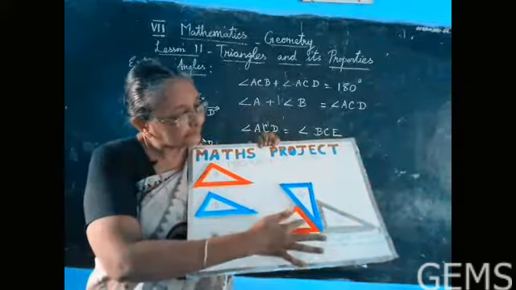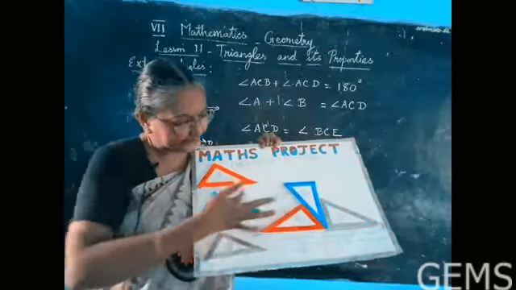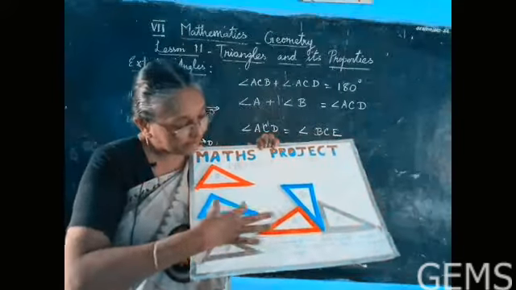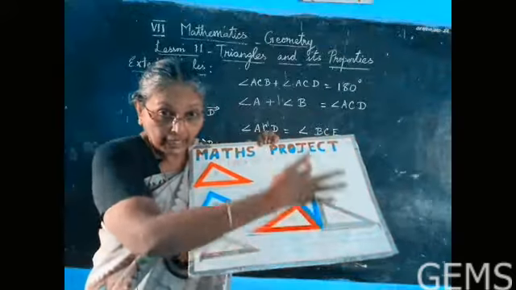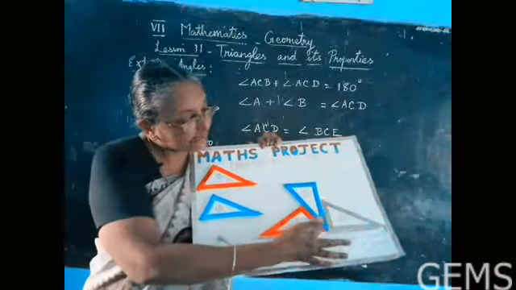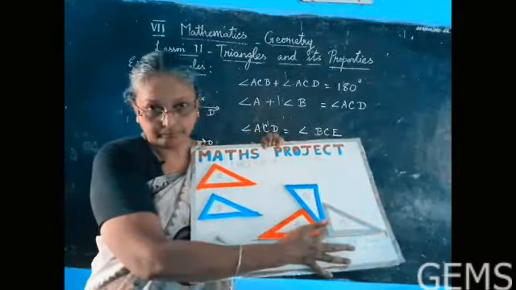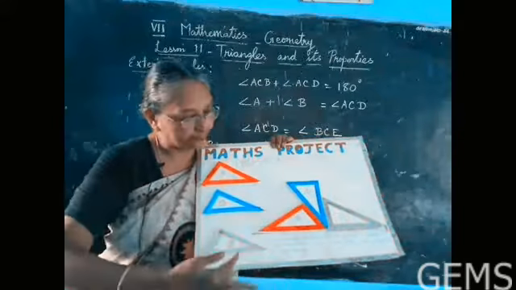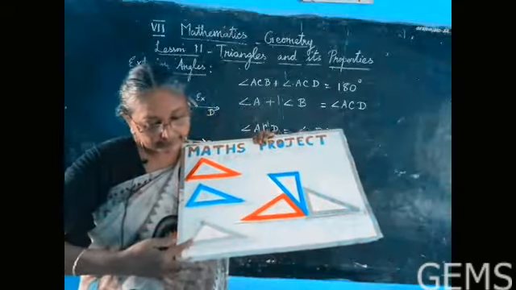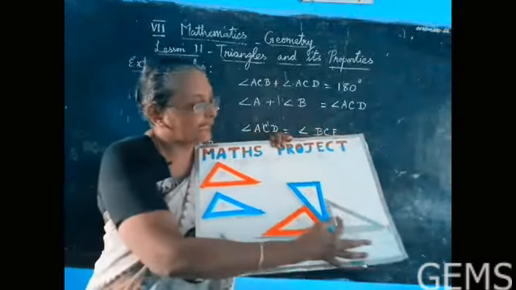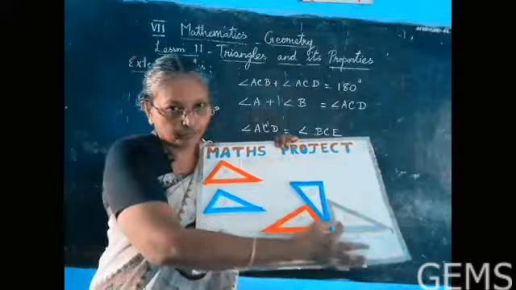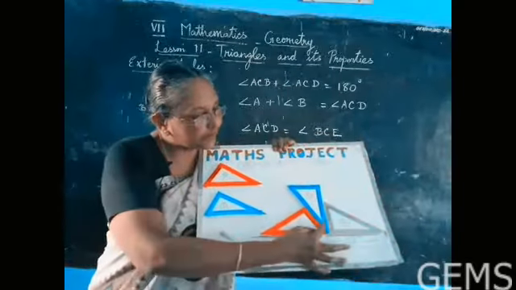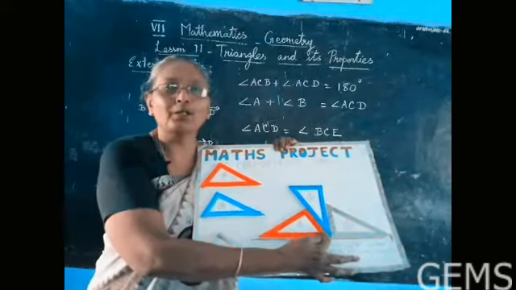Then you should paste another triangle, the second triangle, in such a way that another angle is lying adjacent to that. Then the next triangle you can paste in such a way that the third angle is adjacent to that angle. So the three angles should be different angles here. They should not be all the same.